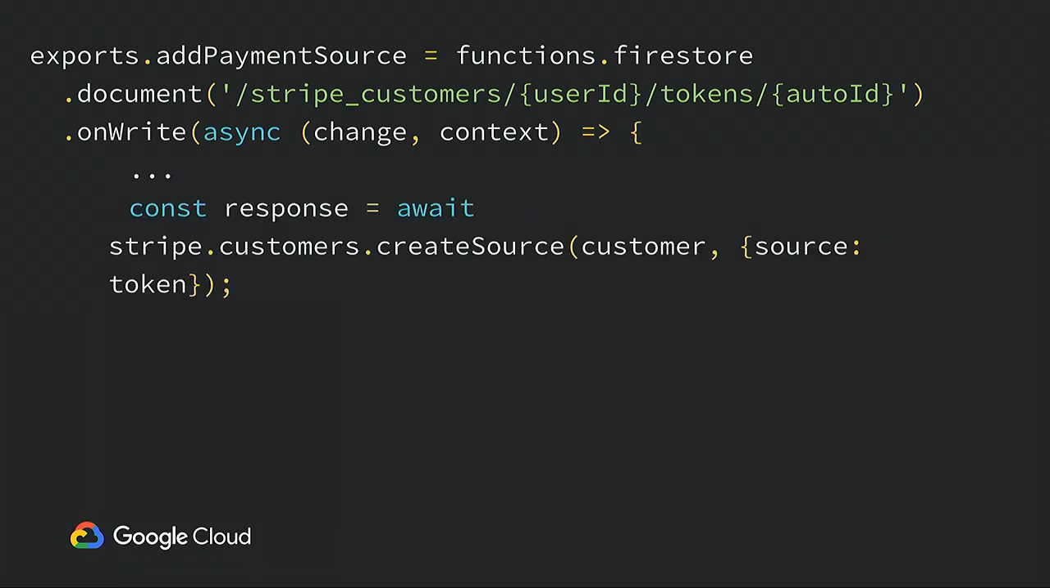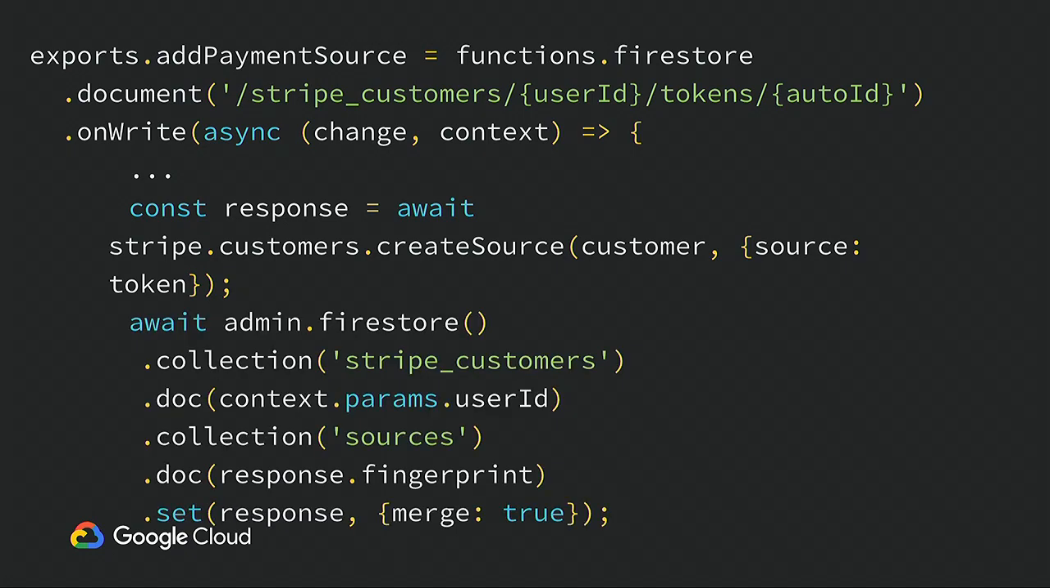Call stripe.customers.createSource, pass the customer and the token, and then we're going to write that information back to the database. Notice that instead of just a random ID for the document, we're using something called response. In the response, we have fingerprint, which is a unique identifier of that source, and that actually just makes it easy to query this later. We also call merge: true, so that rather than overwriting all of the information in the document, it just merges the fields together.